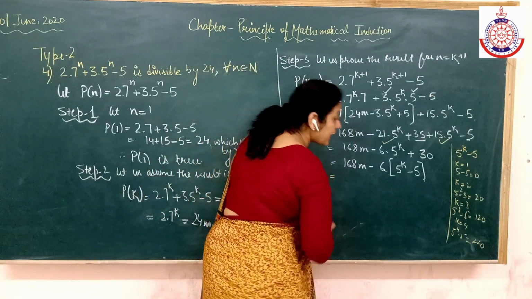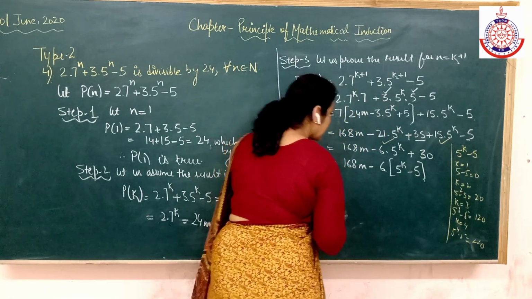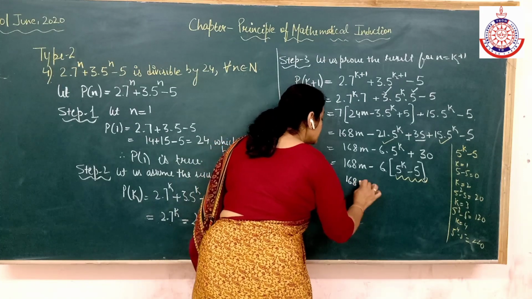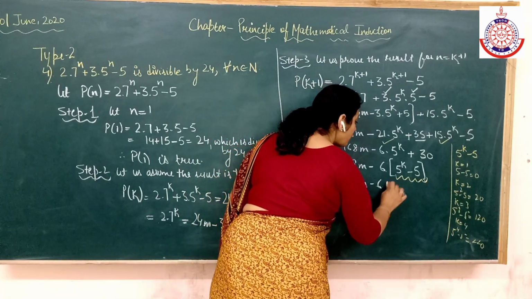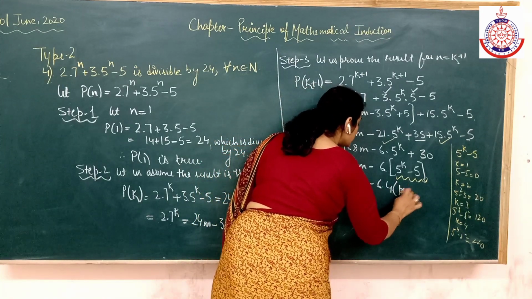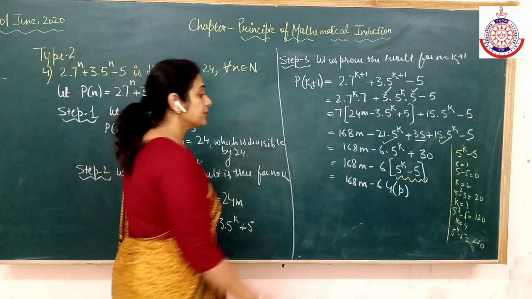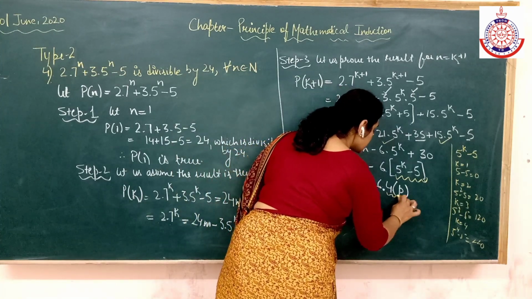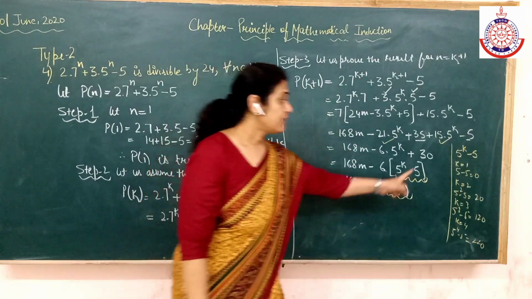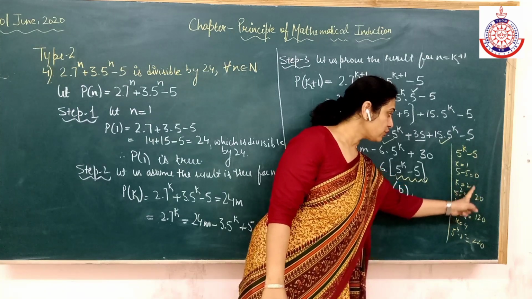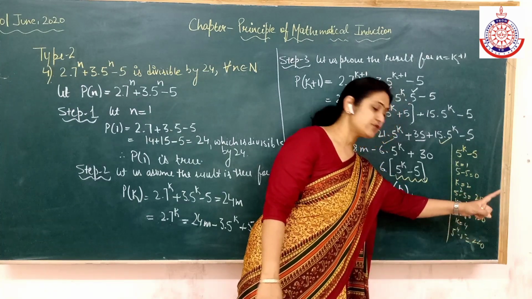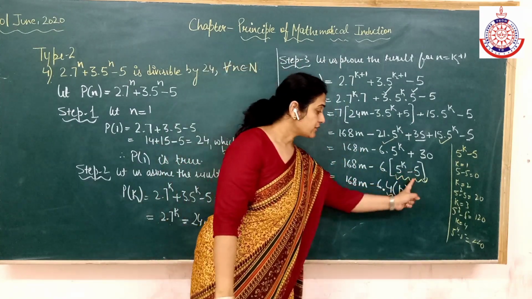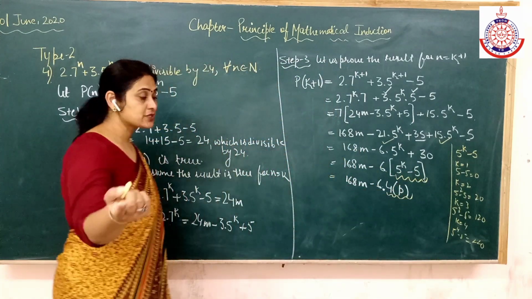That means what I have observed from here, this number is divisible by 4. So I can write it as 4 into something. Please note this step. And put k is equal to 1: 0 is divisible by 4, 20 is divisible by 4, 120 is divisible by 4, 220 is divisible by 4. So that means this is divisible by 4. So I can write it as 4 into something.